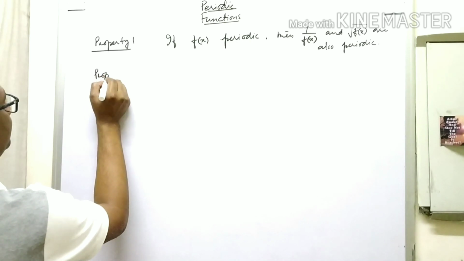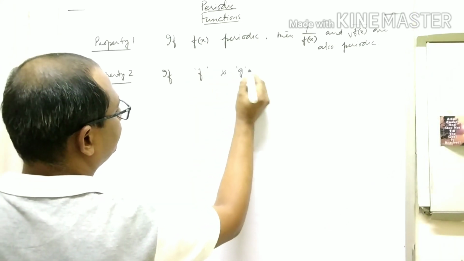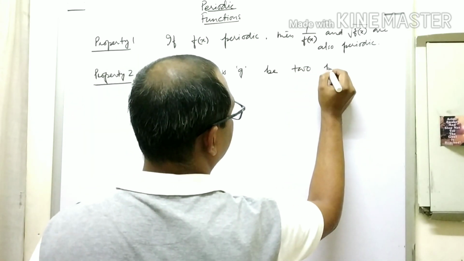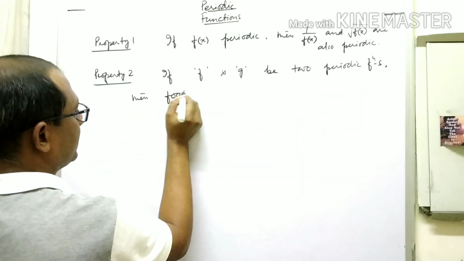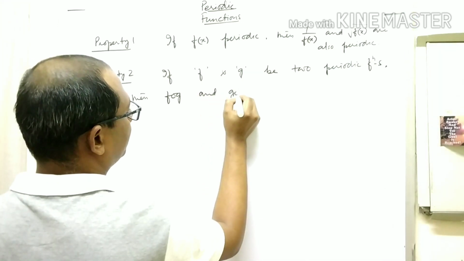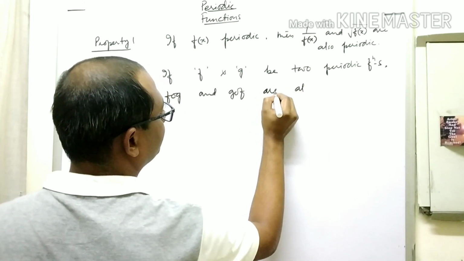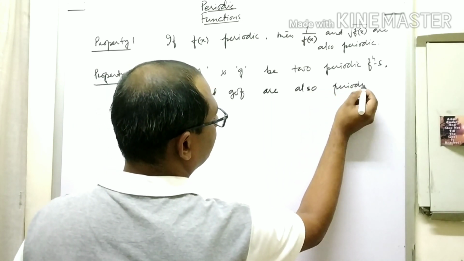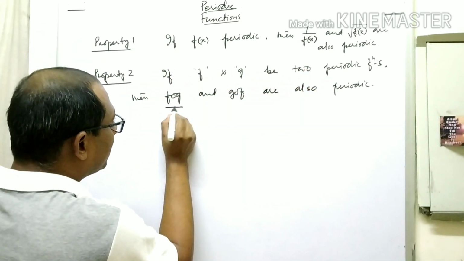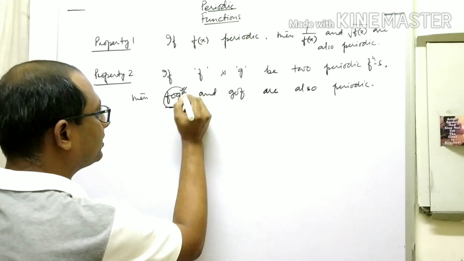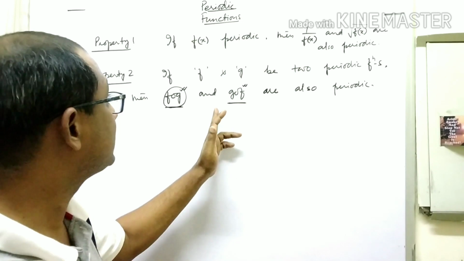Again, property 2: if f and g are two periodic functions, then f of g and g of f are also periodic. But here one thing we need to understand: when f and g are periodic, f of g will be periodic, but it is not necessary that the period of f of g will be the same as the period of g. Similarly, g of f is periodic, that is correct, but it is not necessary that the period of g of f is the period of f.